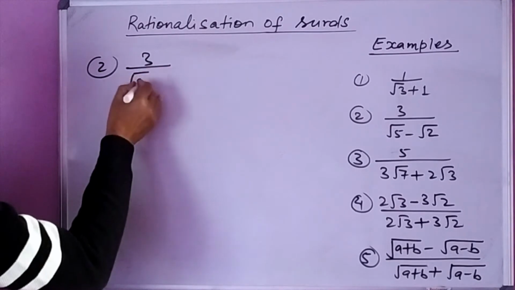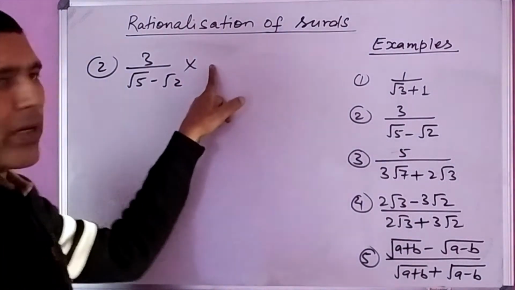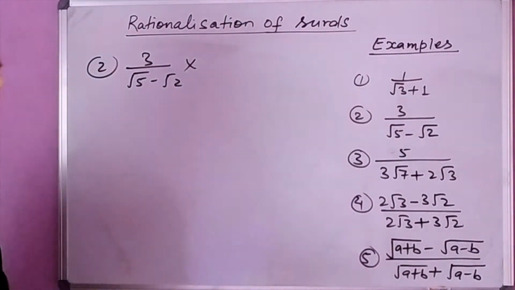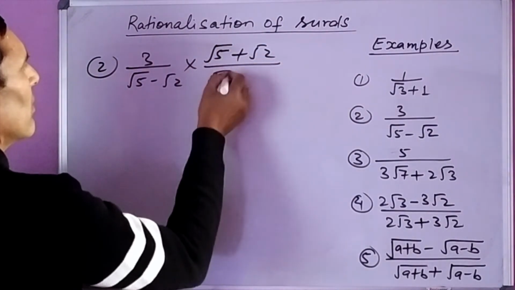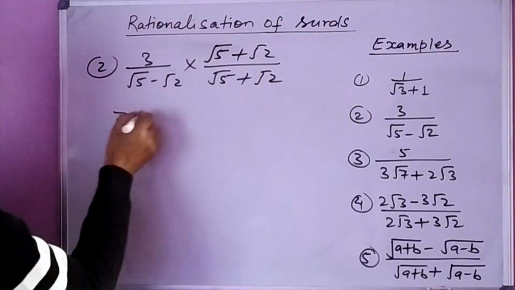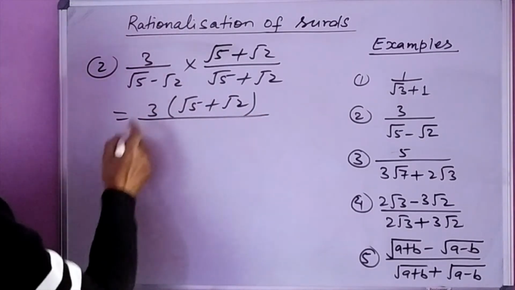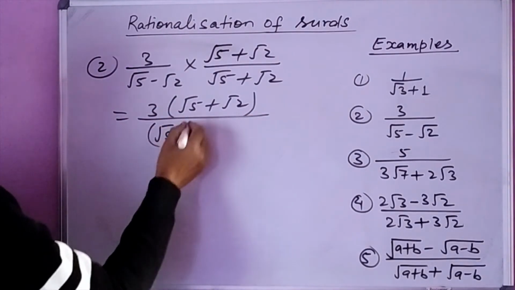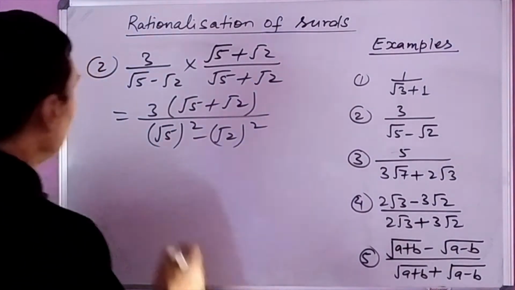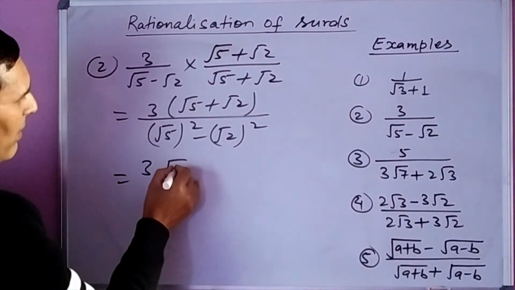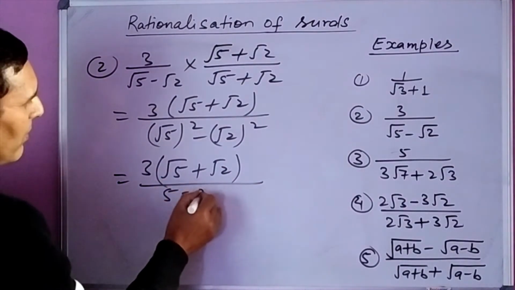3 upon (under root 5 minus under root 2). So multiply both numerator and denominator with the conjugate of the denominator, that is root 5 plus root 2. So root 5 plus root 2. It is 3 (root 5 plus root 2). Denominator, it is (root 5) whole square minus (root 2) whole square, because (a plus b)(a minus b) is a square minus b square. It is 3 bracket root 5 plus root 2. It is 5 minus 2.